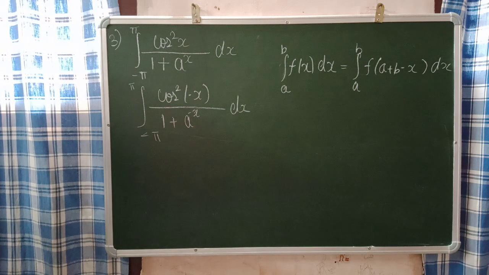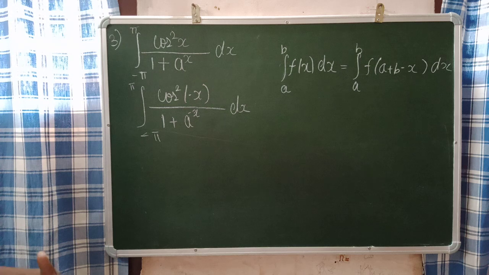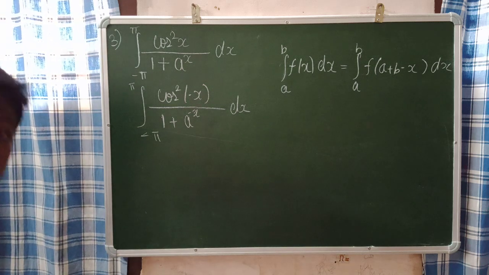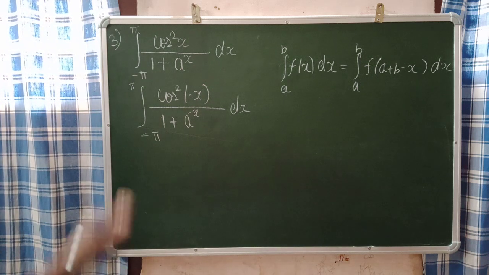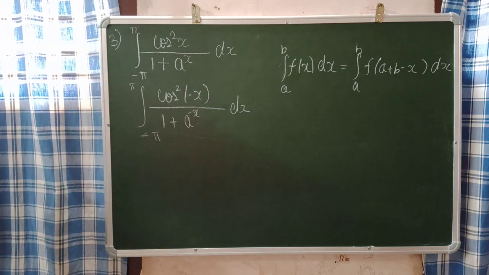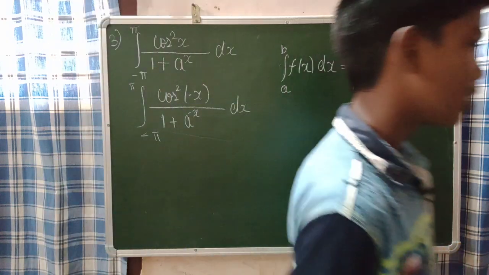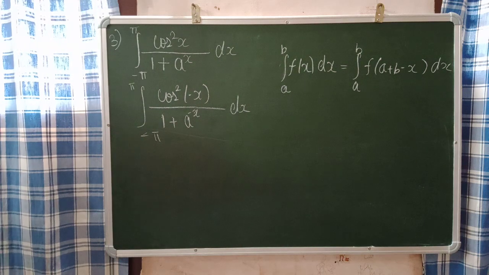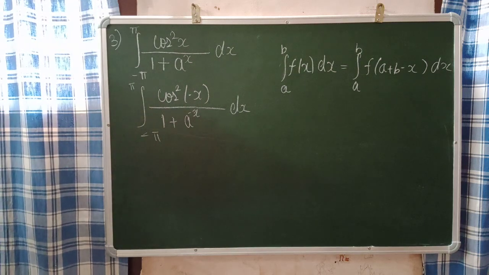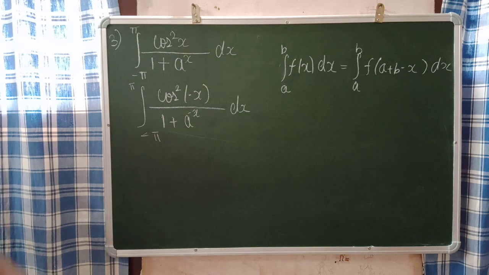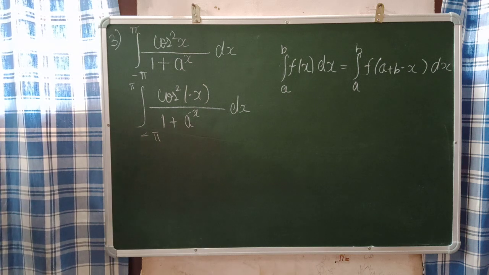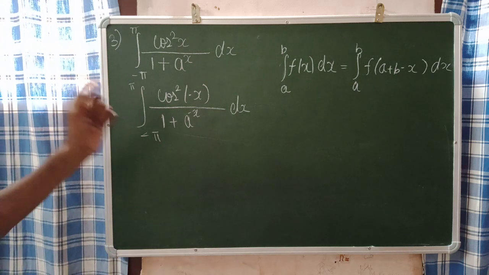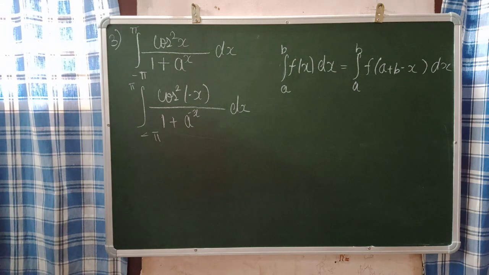This is what you will get when you use King's rule, because we are supposed to find the value of f of minus x. F of minus x means put x as minus x. Now cos square of minus x is cos square of x only, because we know that cos of minus theta is always cos theta. So cos square of minus x will always be cos square x.